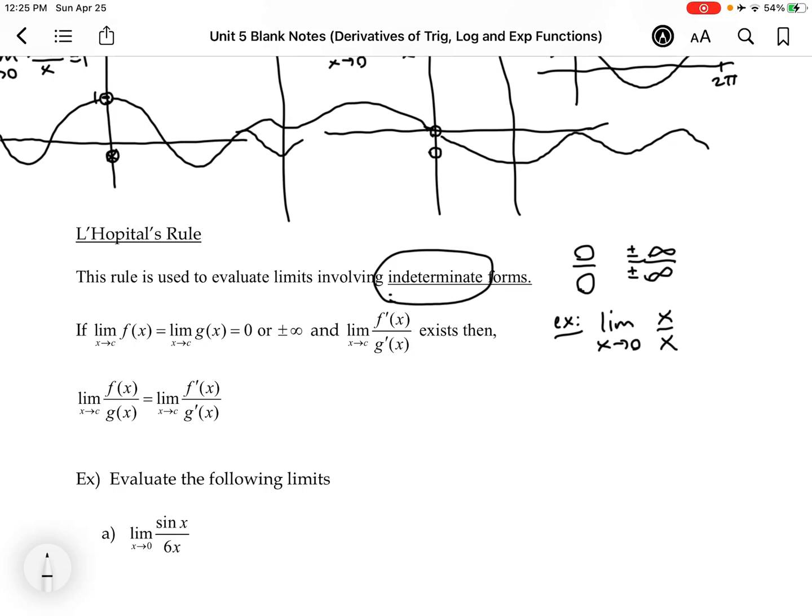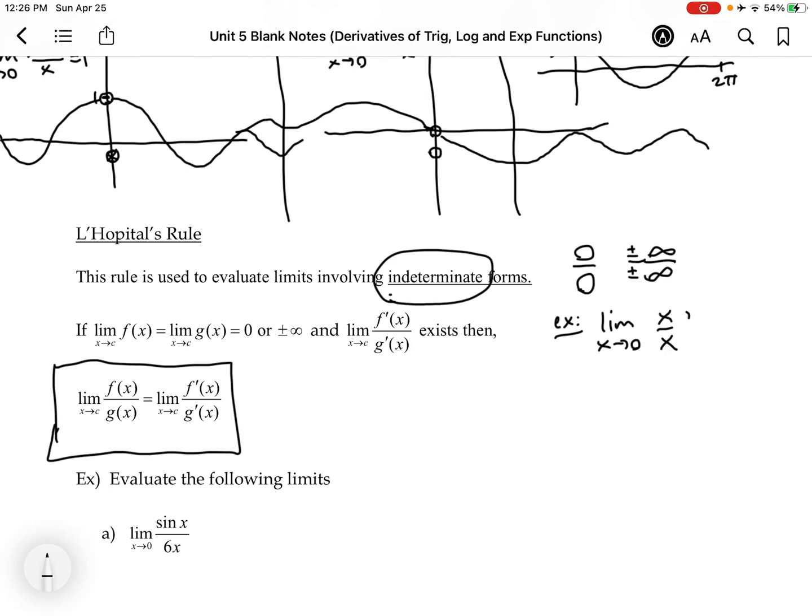And both of those are differentiable. I can differentiate the numerator and I can differentiate the denominator. Then the limit is the same as the limit as x approaches 0 of the derivative of the numerator over the derivative of the denominator. Okay, so if the limit as x approaches c of f of x equals the limit as x approaches c of g of x equals 0 or positive and negative infinity, and the limit as x approaches c of their derivatives both exist, then this is true.